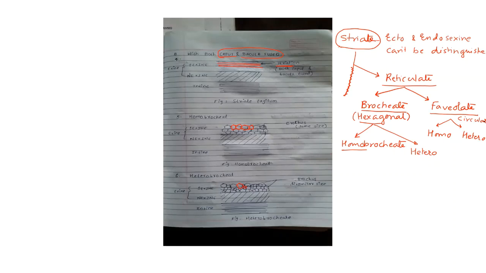Okay, so these are 5 different types. What are those 5 different types? We'll go in a reverse order. This is reticulate. Before reticulate, it was striate. Before striate, it was punctate. Before that, pilate. Before that, ciliate.